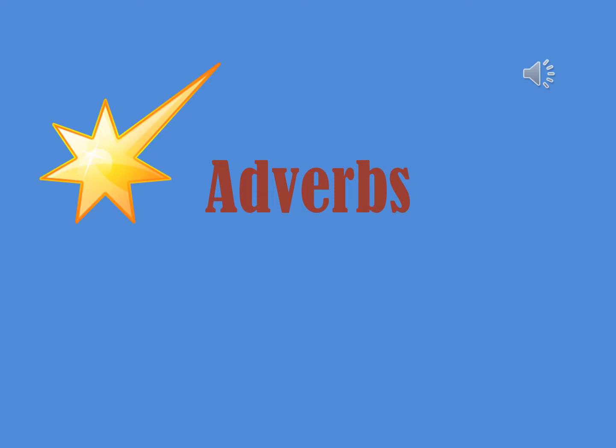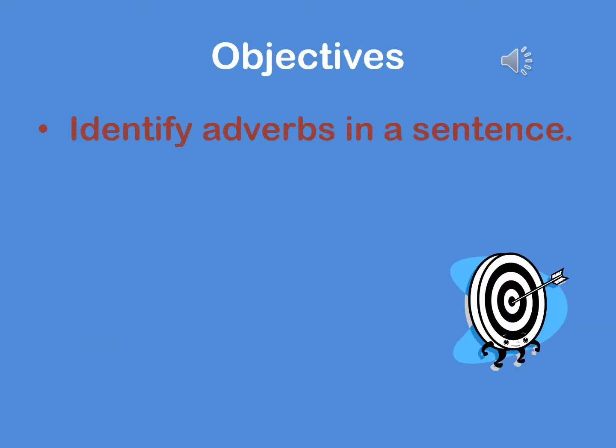The verb is the word that has an action like jump, run, swim, write, and read. Okay, what about adverbs? What does it mean? Adverbs are words we use to describe the verbs. What are the objectives of today's lesson? What are we going to learn? We're going to learn how to find out or identify the adverbs in our sentences.